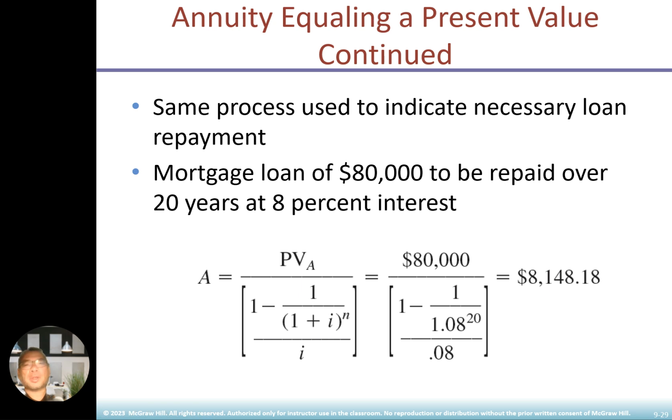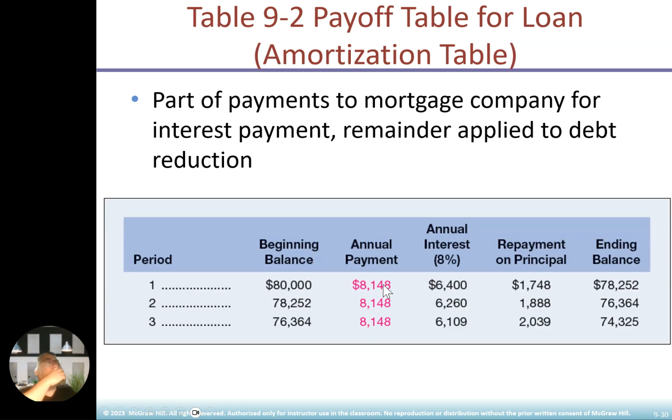You get 8148.18. Okay. So part of the payment will be interest. Beginning balance 80,000, annual payment 8148, interest 6,400, principal payment will be 1,748, and then the ending balance. The ending balance of year 1 becomes the beginning balance of year 2.